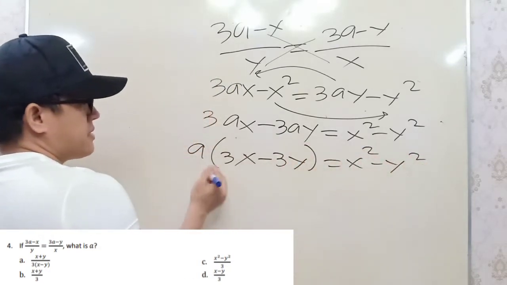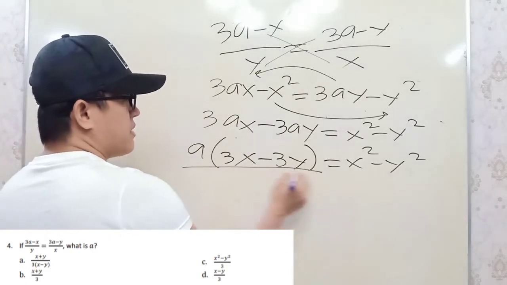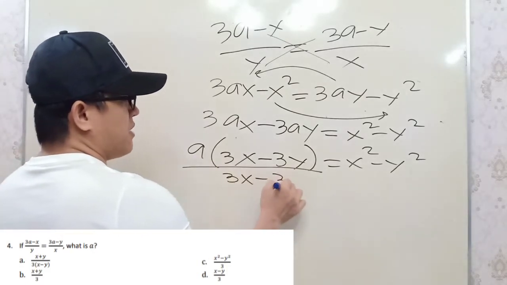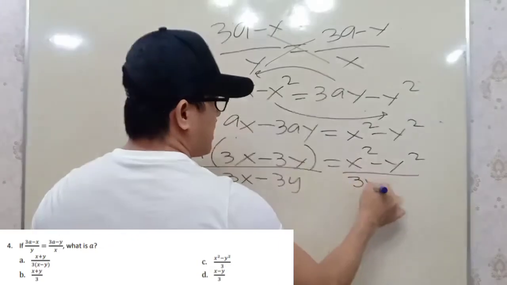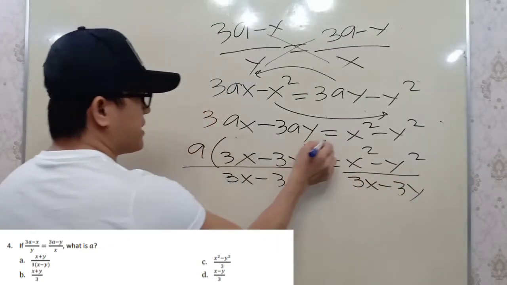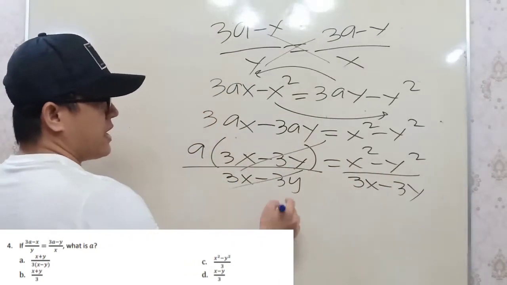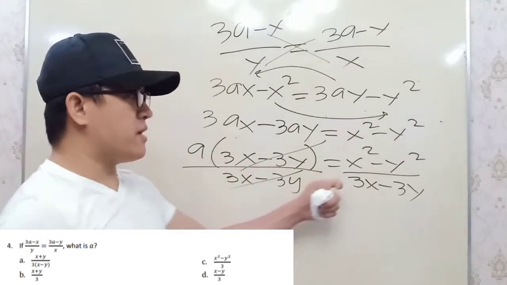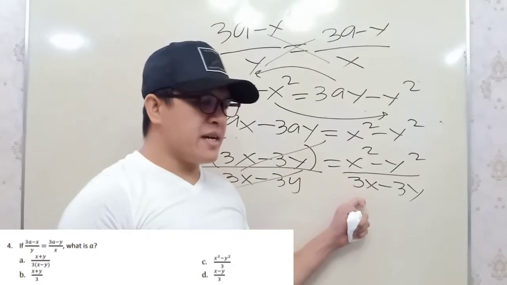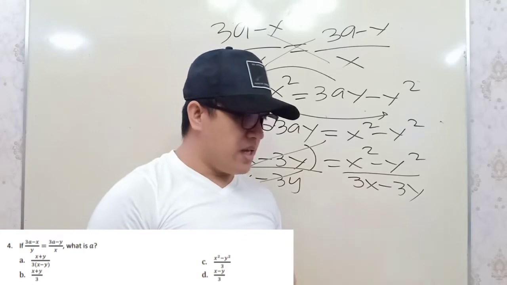Okay? Next, since we're looking for a, divide lang natin 3x minus 3y, and then both sides, 3x minus 3y. Okay? So, cancel this one kasi magiging 1 na siya. So, a now is equal to x squared minus y squared over 3x minus 3y. Okay? There you go.